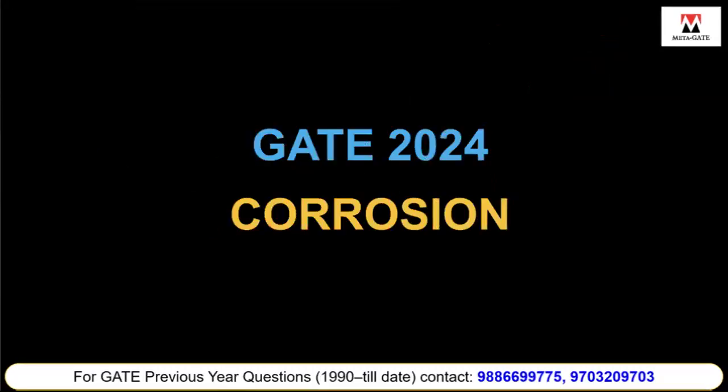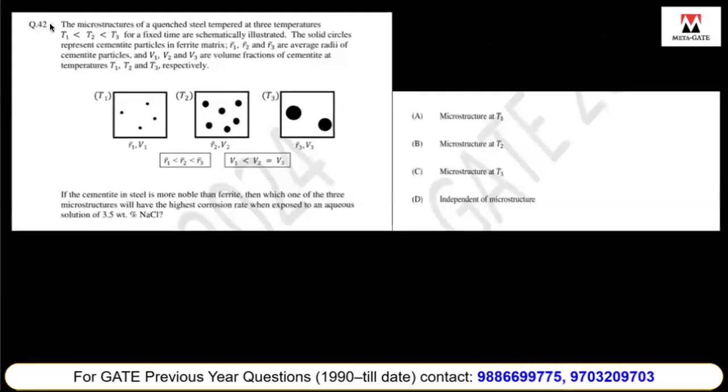Coming to corrosion, GATE 2024 corrosion questions. It's a very good conceptual question. So if you see the microstructure of a quenched steel tempered at temperatures T1 less than T2 less than T3 for a fixed time, schematically illustrated. The solid circle represents cementite particles in a ferrite matrix, with R1 bar, R2 bar, and R3 bar the average radius of the cementite particles, and V1, V2, and V3 the volume fractions at the temperatures T1, T2, and T3.